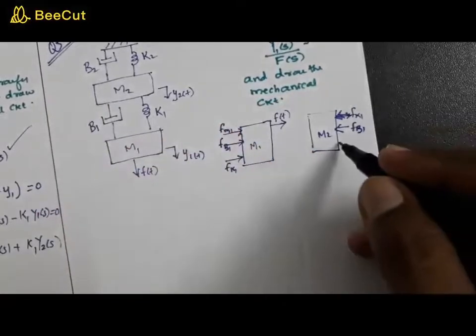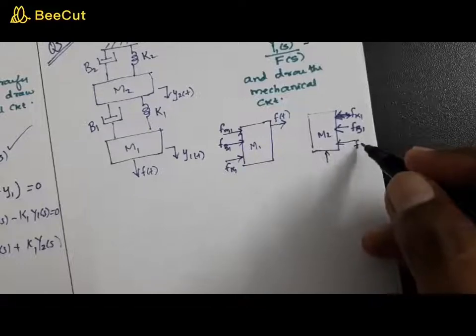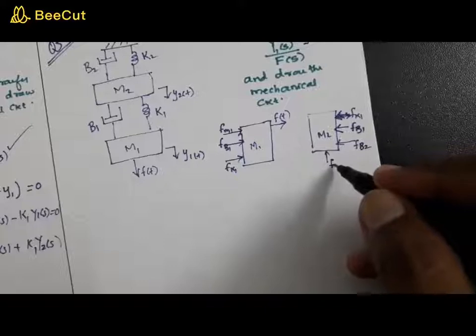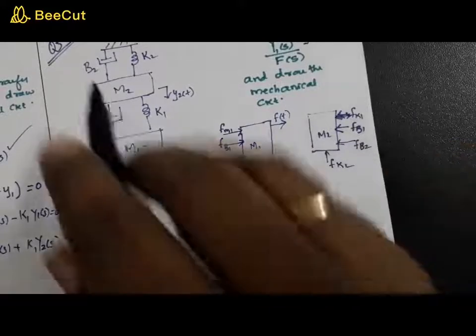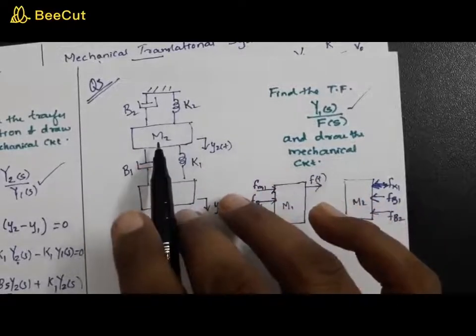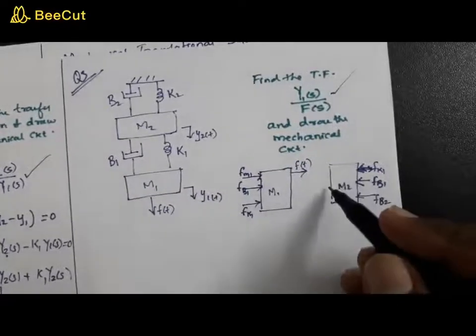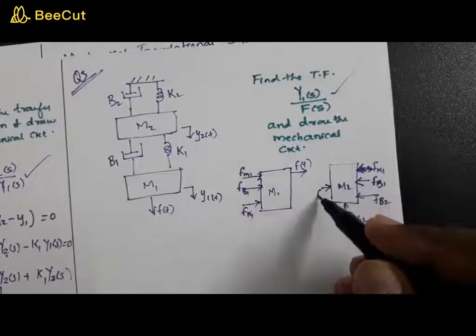Now you have two more forces, fb2 and fk2. This fb2 is exclusively for M2, while fk2 is also exclusively for M2. One more force is there, the force due to M2, and let us call that fm2.